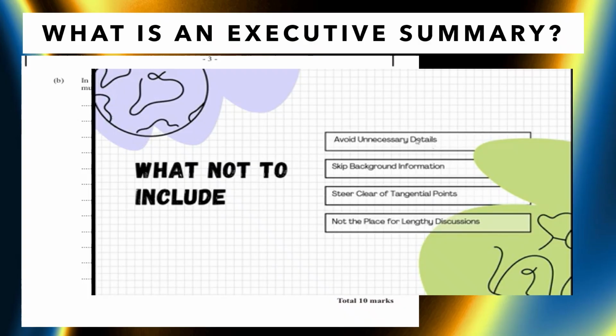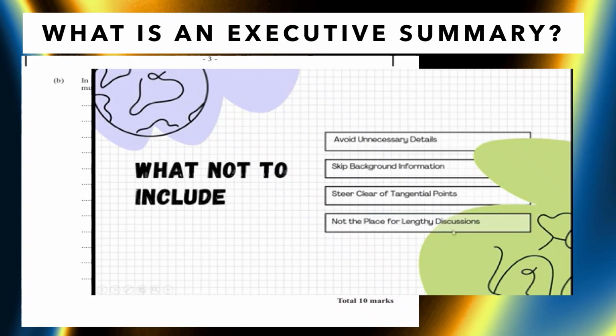The executive summary is not the place to delve into deep details. Skip background information. Clarify that while background information might be crucial for the full report, it should be minimized or skipped altogether in the executive summary. Steer clear of tangential points. Warn against including information that may be interesting but doesn't directly contribute to the main message of the report. Tangential points can distract from the core content.